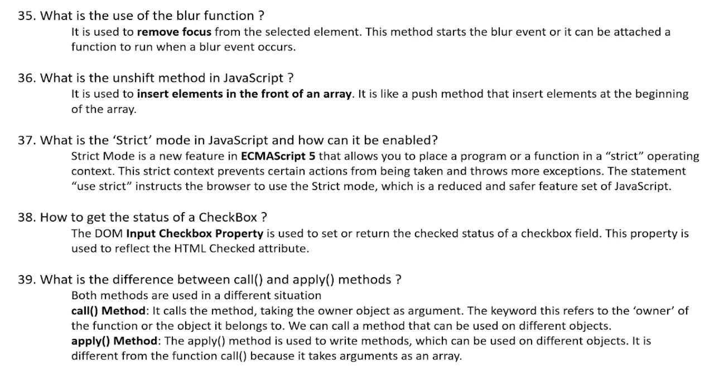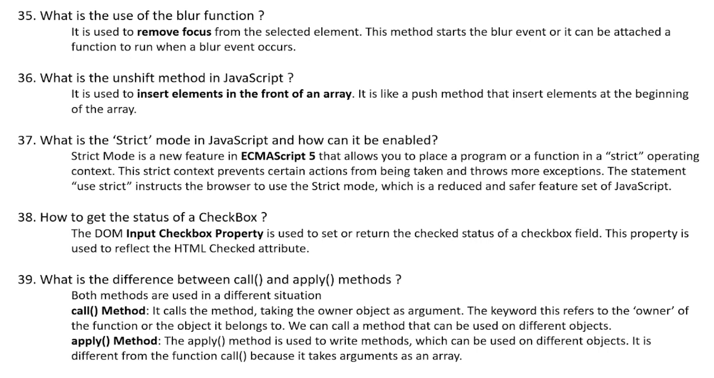Question 39. What is the difference between call and apply methods? Answer. Both methods are used in different situations. Call method. It calls a method, taking the owner object as argument. The keyword this refers to the owner of the function, or the object it belongs to.